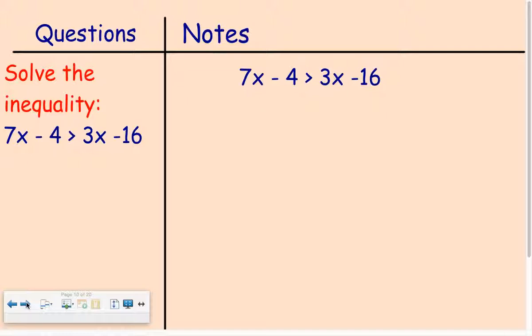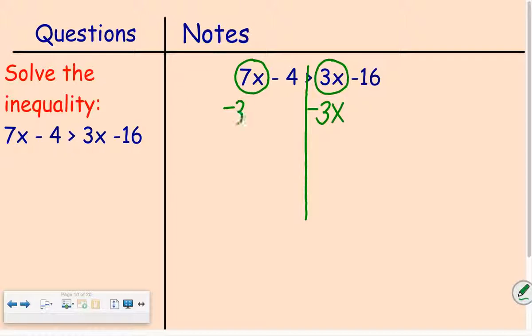Alright, so solve the inequality. So this time we have 7x minus 4 is greater than 3x minus 16. So that means we have a variable on both sides. So I always like to circle my variables. So 7x and 3x. The way that we get our variable on the same side is by subtracting or adding one of the variables to move it over. Now you could subtract 7x on both sides or 3x on both sides. I like to keep things positive, so I'm going to subtract 3x on both sides.